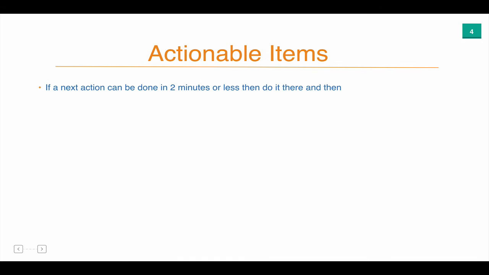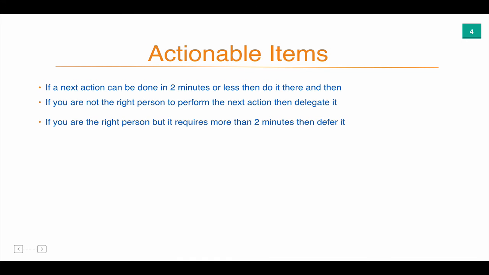Now, what about the actionable items that you find in your in-tray? If the action can be done in 2 minutes or less, do it right now. If you are not the right person to perform the next action, then delegate it by writing on a piece of paper or by attaching a sticky note indicating who the person is to whom you want to delegate the action, and then set a reminder for yourself in one of your next action lists to go over it with them. If you are the right person to do something, but it requires more than 2 minutes, then defer it by writing it on a piece of paper or attaching a sticky note or adding it to your next action list indicating what your next action is.